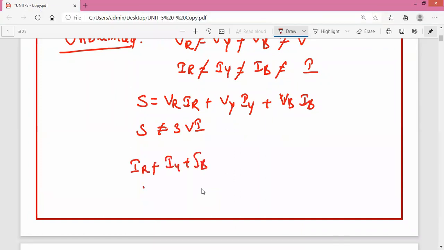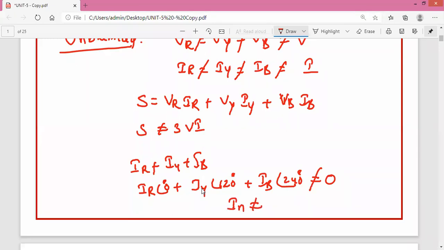So I mean to say, IR at an angle of 0 degrees plus IY at an angle of 120 degrees plus IB at an angle of 240 degrees is equal to 0 in case of a balanced system. But in case of an unbalanced system, it is not equal to 0. Therefore, the neutral current will exist. So in the balanced condition, the value of this neutral current is 0, but in case of unbalanced condition, there exists a neutral current.